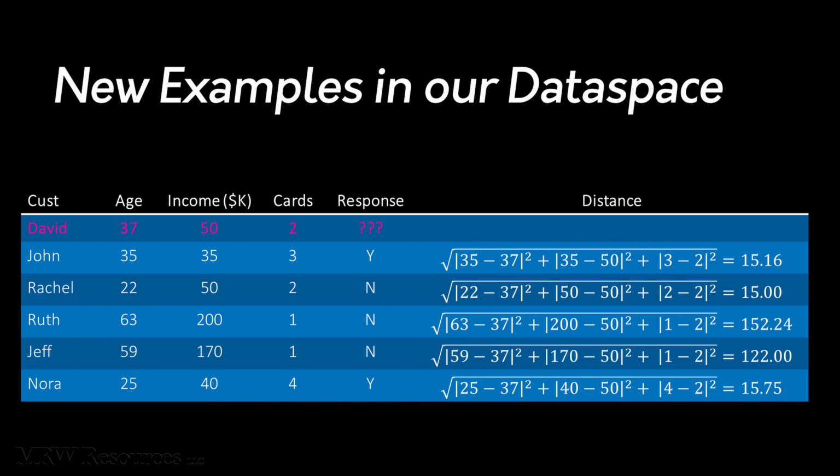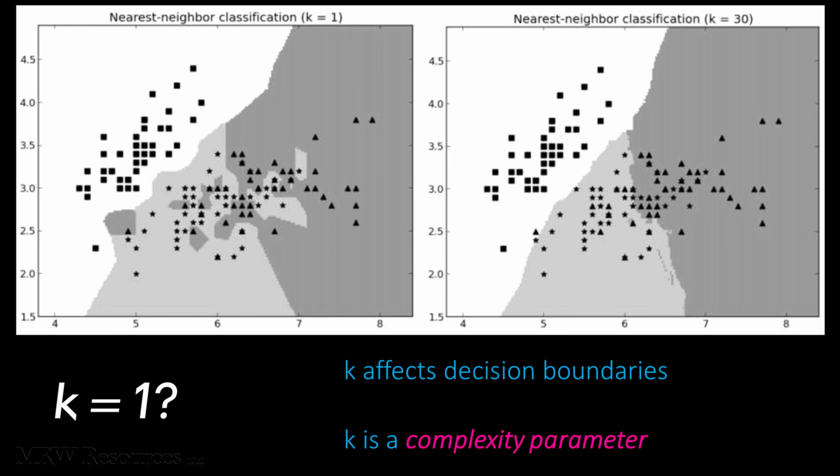Now let's take a look at these two charts. If you look at the model on the left, we're using one nearest neighbor to predict. And as you can see, we end up with many disjointed decision boundaries in a very specific model.